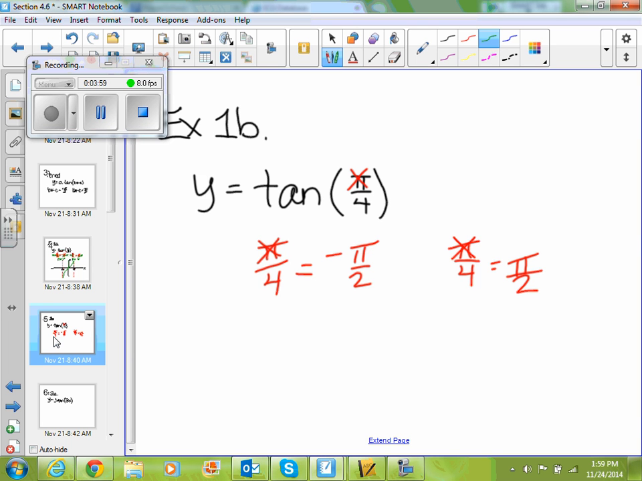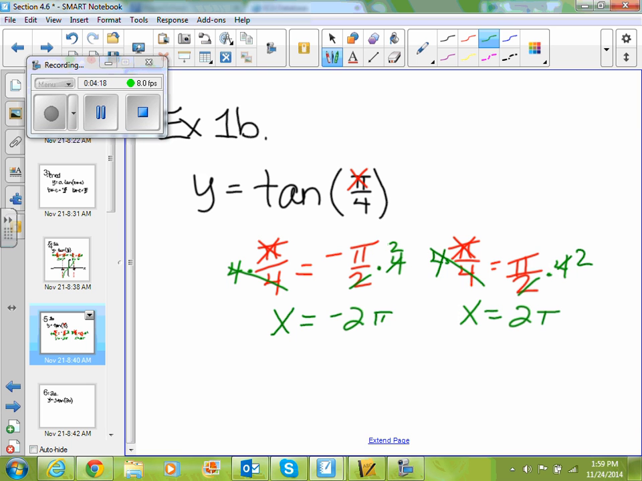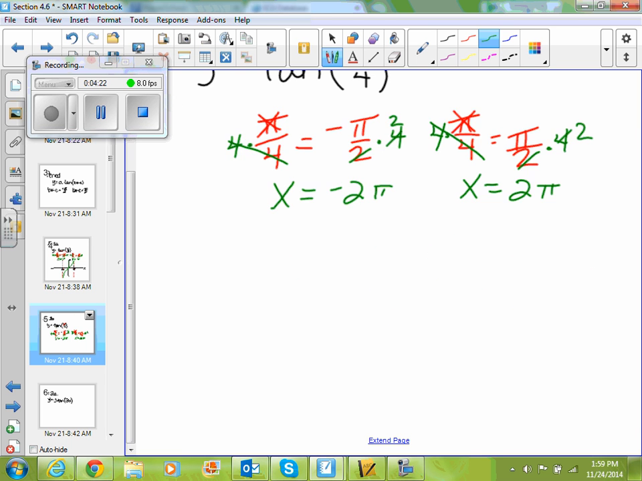I'm going to multiply by 4. Multiply by 4. So then I get x equals, this will cross cancel to be 2, so negative 2 pi. And the second one cross cancels to be positive 2 pi. So I get periods from negative 2 pi to 2 pi.